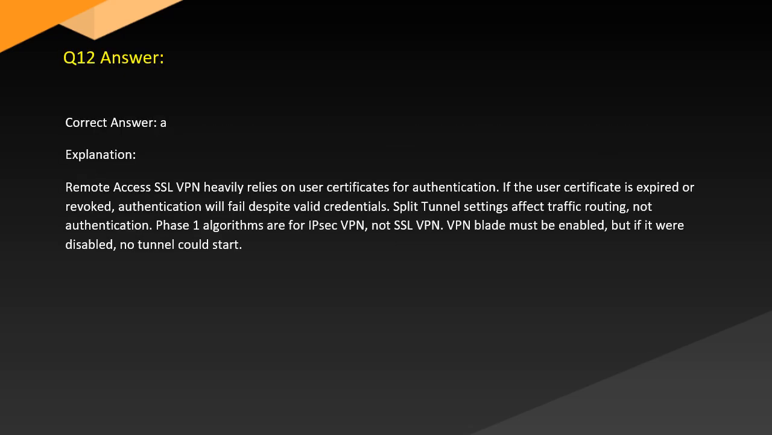Answer. Correct answer. Explanation. Remote access VPN heavily relies on user certificates for authentication. If the user certificate is expired or revoked, authentication will fail despite valid credentials. Split tunnel settings affect traffic routing, not authentication. Phase 1 algorithms are for IPsec VPN. The SAP EPN blade must be enabled, but if it were disabled, no tunnel could start.